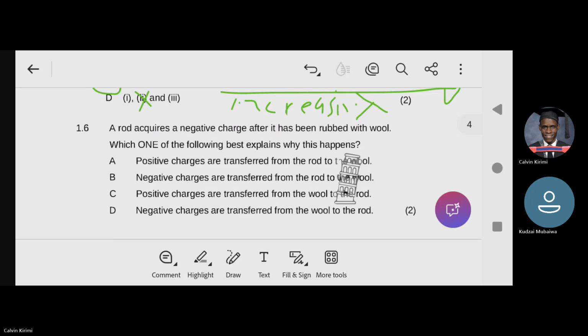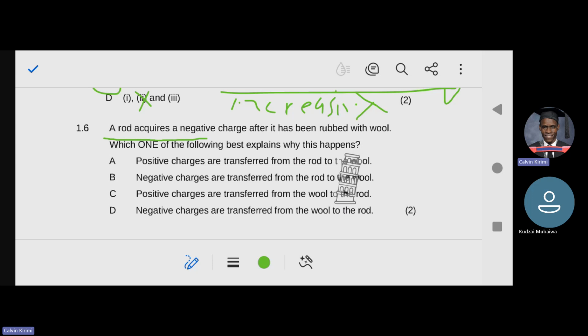So the rod acquires a negative charge. Now we want to know, if the rod acquires a negative charge, the negative charges are transferred from what to what? So the rod acquires negative charge after it has been wrapped with wool. So we have wool and the rod. The one that gained becomes negative.